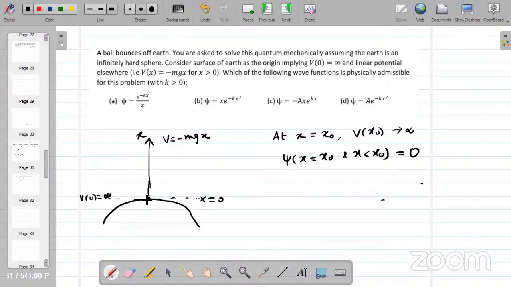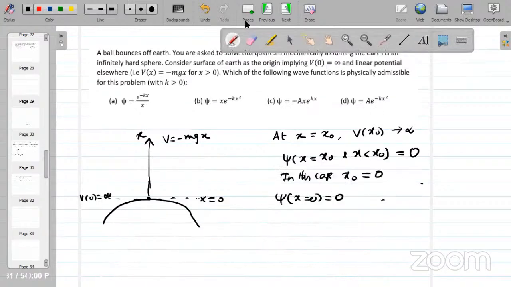Otherwise, if psi is non-zero, then we cannot match the wave function in the upper region and the lower region. So this is a starting point. The wave function has to vanish at x naught, and in this case x naught is equal to 0. So at x naught, psi of x has to be 0. That's the first property, the first kind of deduction.